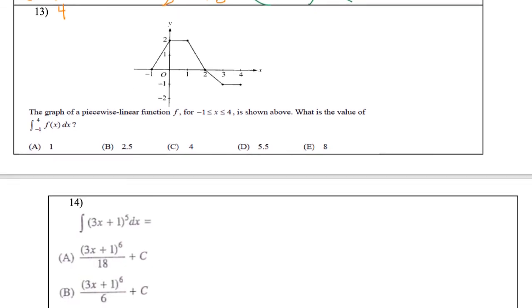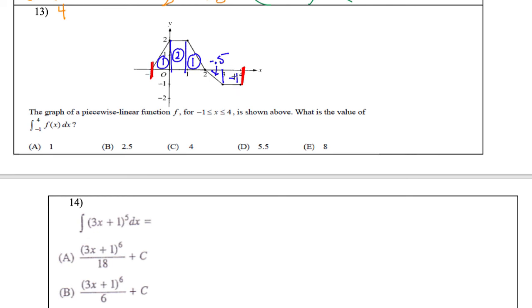Number 13, we have this piecewise graph, and we want to find the definite integral between -1 and 4. So -1 begins right there, 4 ends right there. So I need to find all this area. Remember, this bottom area is negative. We're just splitting it up at this point. So this is going to be a triangle. It's 1 by 2, and then divide by 2, so it has an area of 1. This is a rectangle. This rectangle has an area of 2. This triangle has an area of 1. This triangle down here is 1 by 1, and then divide by 2, so it's an area of -0.5. And this is going to be -1.